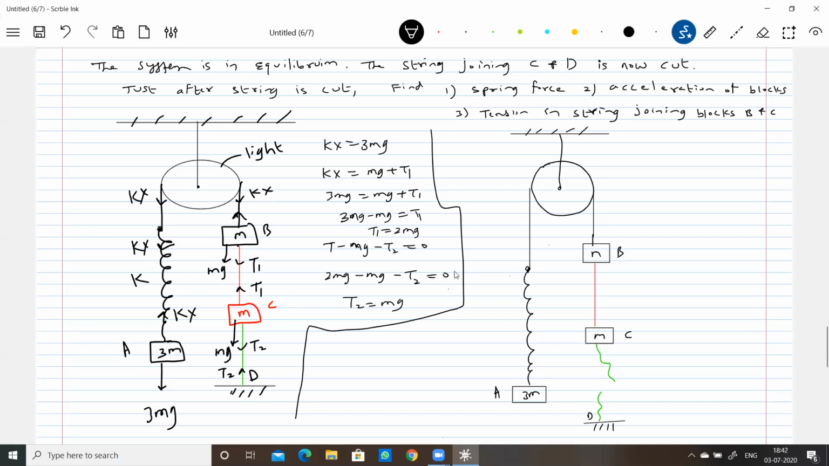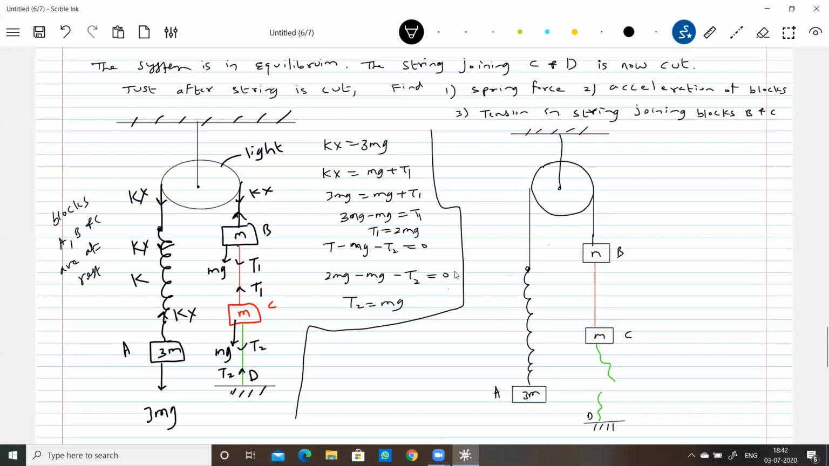So let's come for this. Let's come for the spring here. Tell me, what will happen to the spring? So what is the state of blocks A, B, C? They're at rest, no? I think you have to remember this: blocks A, B, and C are at rest.